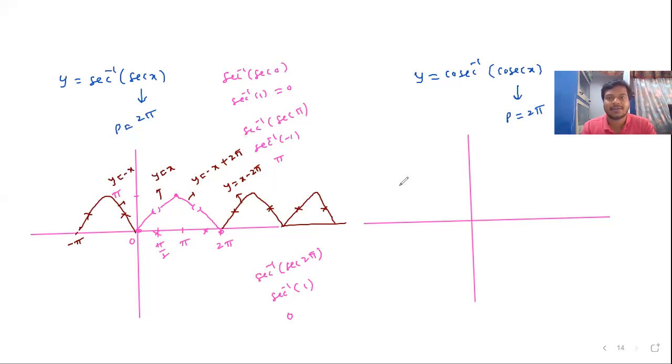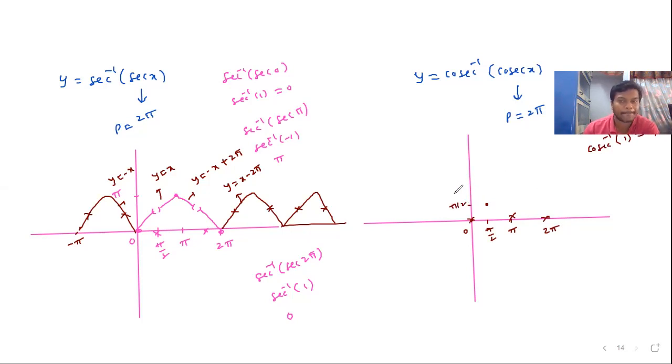Now I am going to draw the graph of cosec inverse of cosecant x. 0, pi by 2, and this is pi. It is not defined at pi and 0. Next, 2 pi not defined. Let us see, when you write pi by 2, it becomes pi by 2. Cosec inverse of cosec pi by 2 means cosec inverse of 1, and this gives the value pi by 2. Yes, here it is pi by 2.